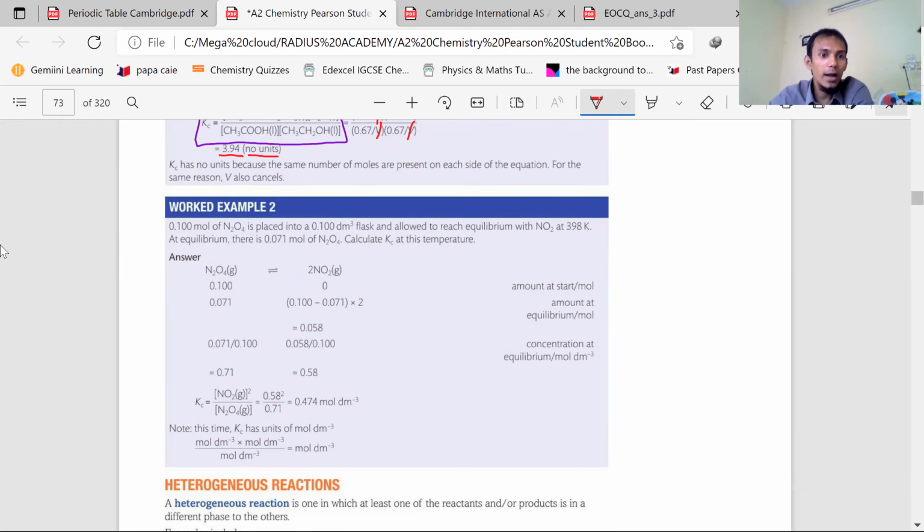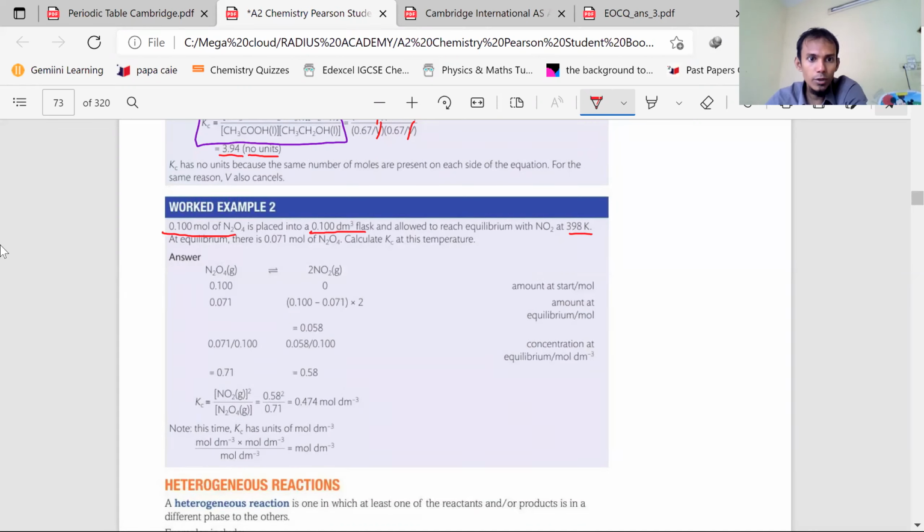You see, 0.1 mole N2O4 is placed into a flask. So mole is given and volume is given. It is allowed to reach equilibria with NO2 at 398 Kelvin. We are always stating the temperature because, for your information, the Kc value can only be changed by temperature. We'll discuss later on how temperature changes the Kc value, but for the time being, just know this. That's why we are always stating the temperature.